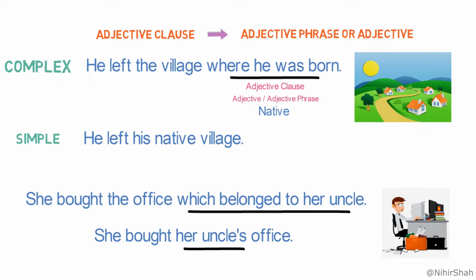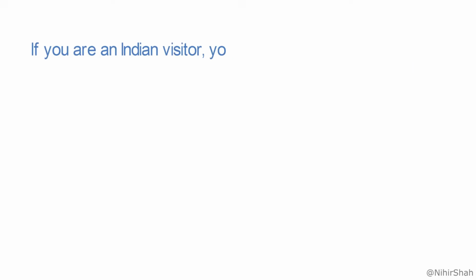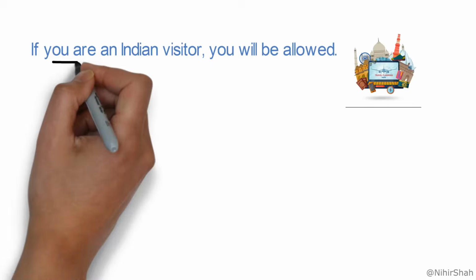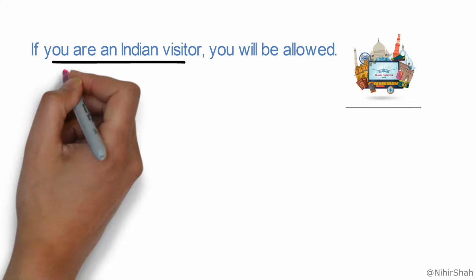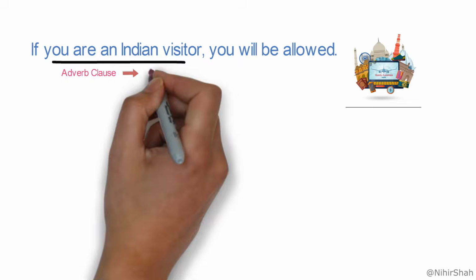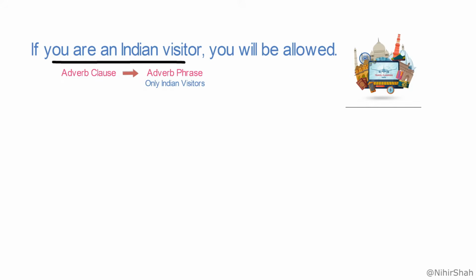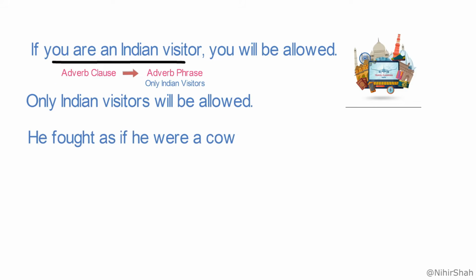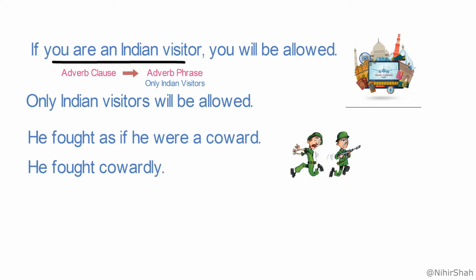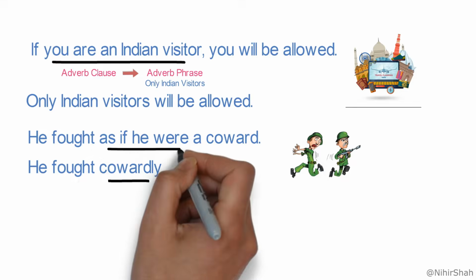Let's look into the next set of examples. If you are an Indian visitor, you will be allowed. Here, if you are an Indian visitor is acting as an adverb clause. Converting this into an adverb phrase, it becomes only Indian visitors. So the final sentence is, only Indian visitors will be allowed. Let's look into the next example. He fought as if he were a coward. Converting it into a simple sentence, it becomes, he fought cowardly. Here we have used cowardly to replace the adverb clause as if he were a coward.